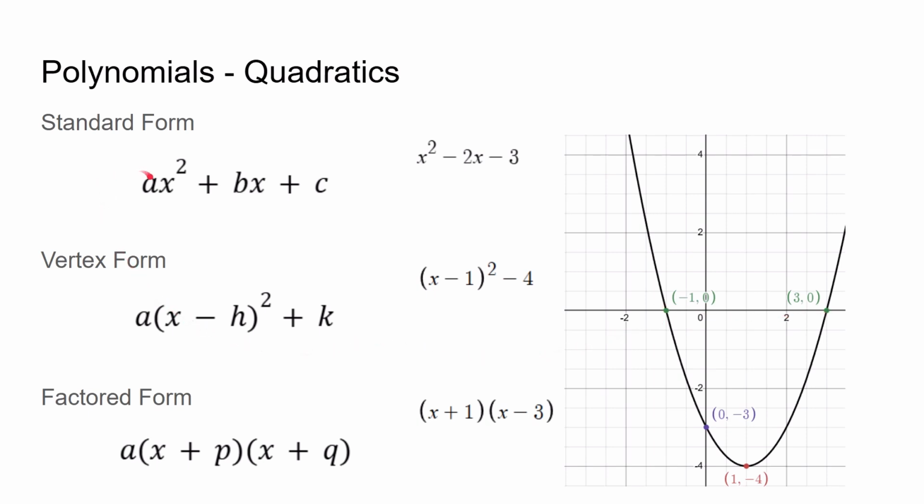And then a is if there's a coefficient on this x, and it will be the same a if you transform it from one form to another. And it tells you how steep the slope will be. So a high value for a will have a very steep slope, a very sharp curve. Fractional value for a will have a very gentle slope.